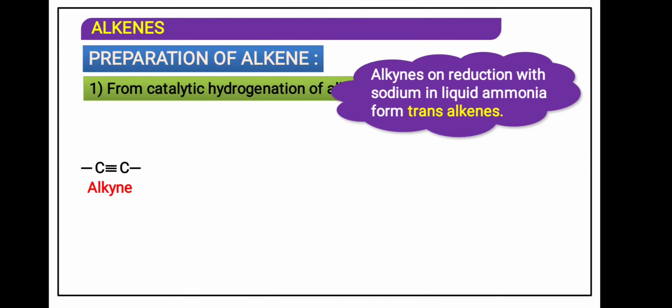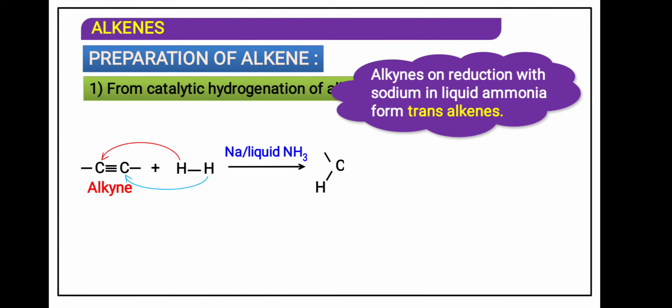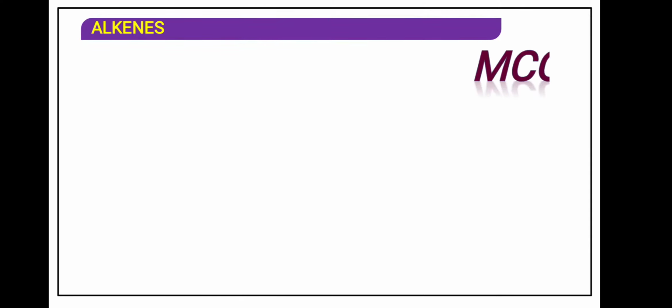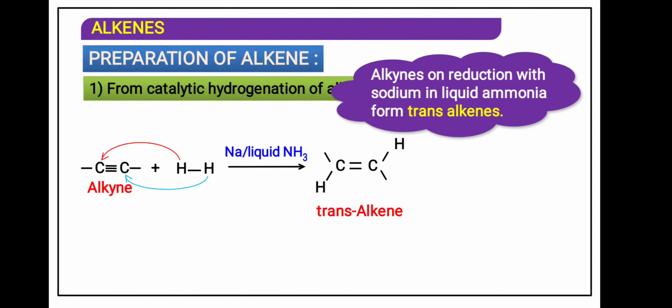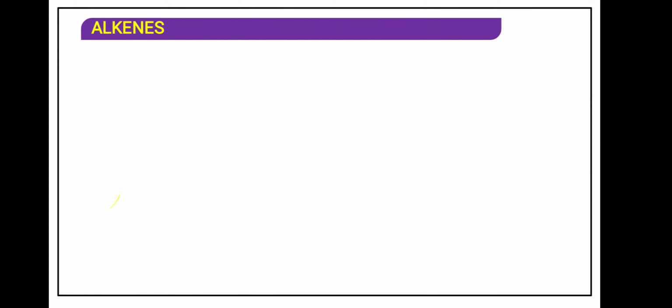Alkyne on reduction with sodium in liquid ammonia will give you the trans form. Now let's see what a trans form is. We have already studied it in isomerism. Trans means opposite direction. So for a trans form, we have to take an example of, say for example, a substituted methyl acetylene. So in that case we will get a trans form.